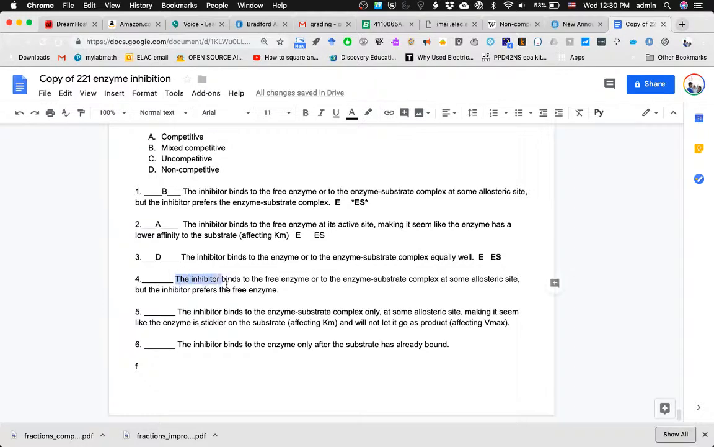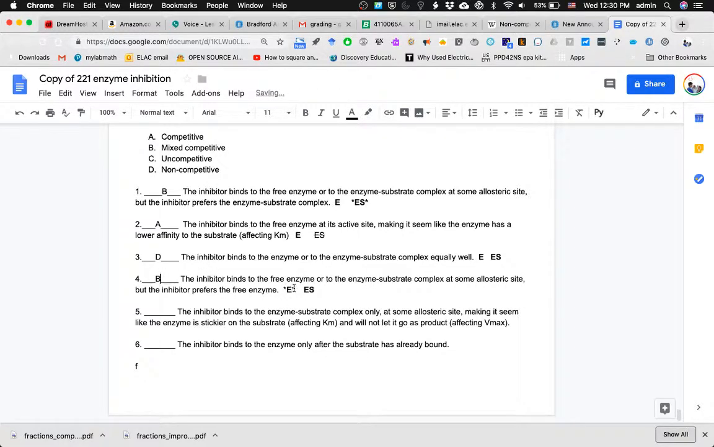An inhibitor binds to the free enzyme or the enzyme substrate complex, all right? But it prefers, so both of them are good, but it prefers the free enzyme. So let's look at this. Which one would that be? There's a preference. It would be mixed.